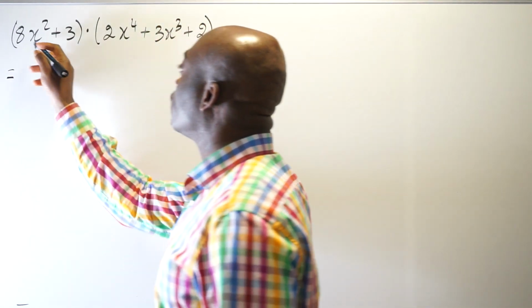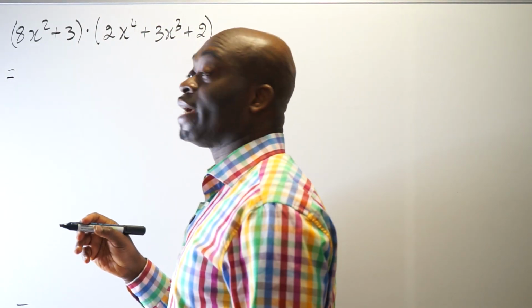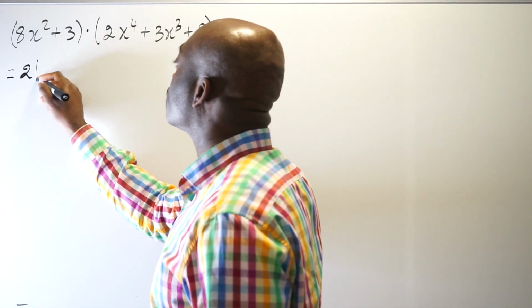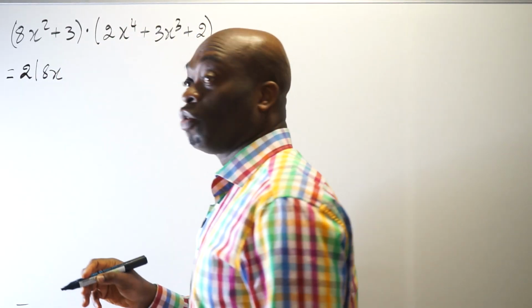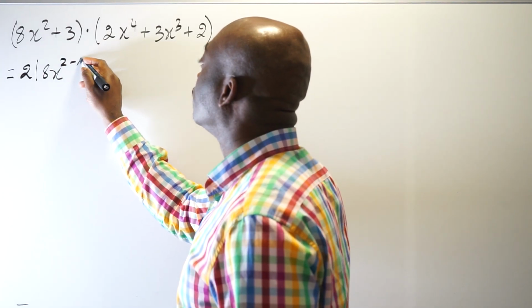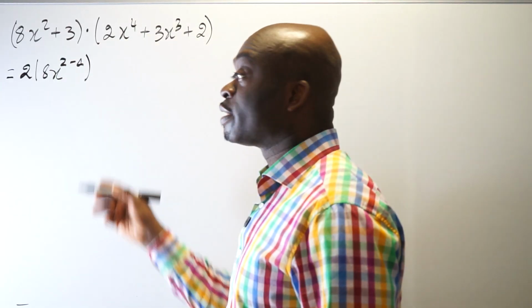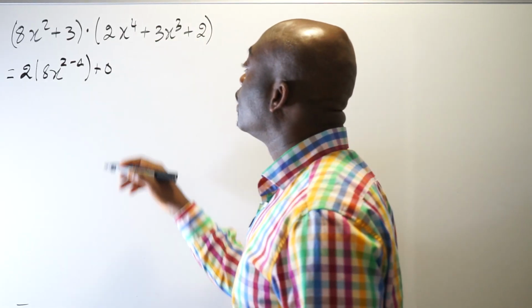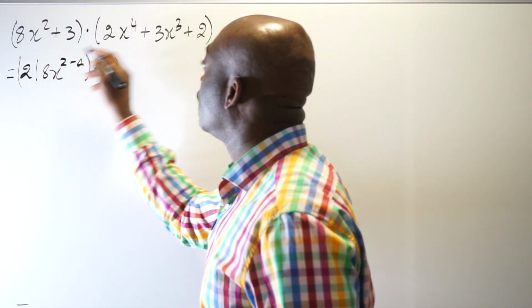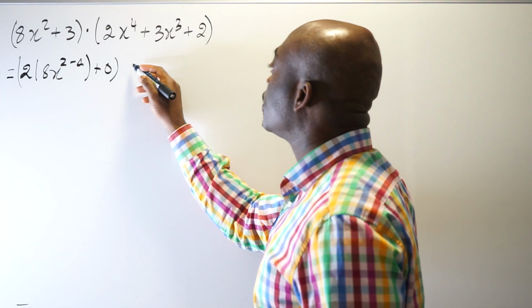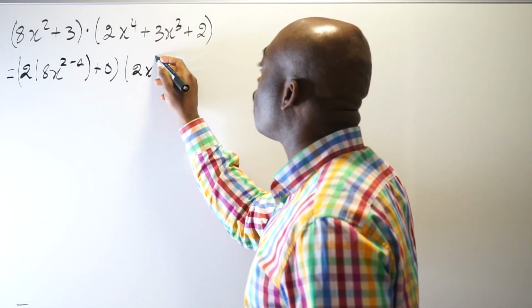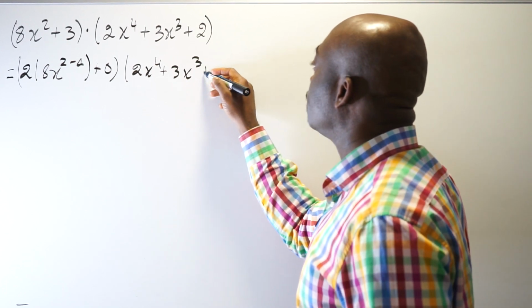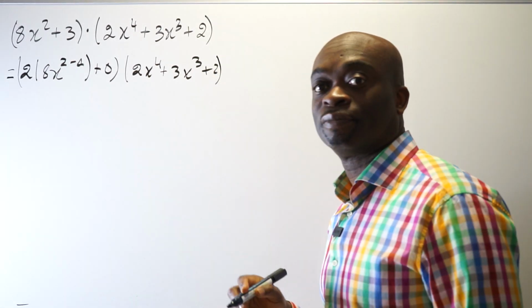So what's the derivative of 8x to the second power? That will give us 2 times 8x to the power 2 minus 1. Plus, what's the derivative of 3? That's 0. Then we multiply this by the original second function, which is 2x to the fourth power plus 3x to the third power plus 2. So this one does not change.